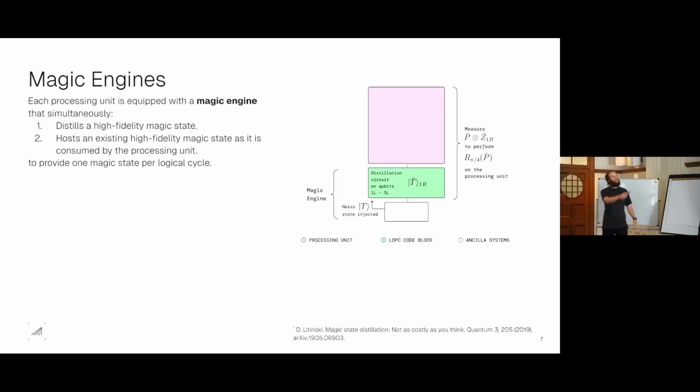And then in parallel, we're also able to perform joint measurements with the other logical sector that's now hosting a T state from the previous logical cycle and the processing unit. And the idea then is that from logical cycle to logical cycle, we can just swap which logical sector we're using. In each case, one logical sector should have the T state that was produced in the last logical cycle, and the other one will be distilling a new one.